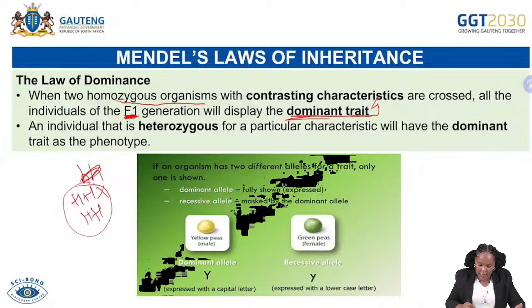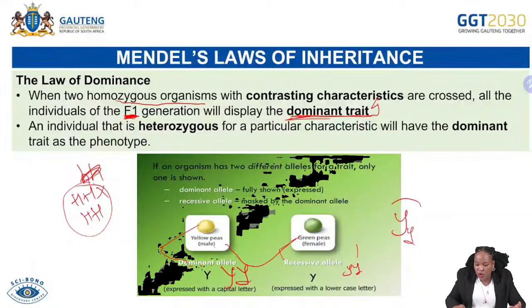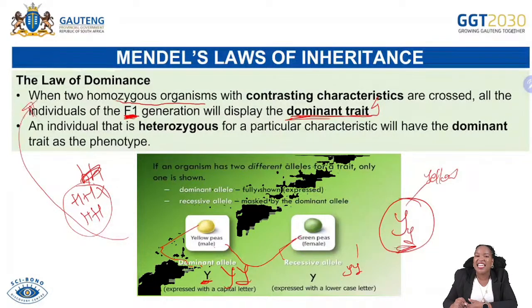So let us take a look at this diagram here. You see there's a yellow P that is male. It has a dominant allele for color yellow. Then you have the recessive green. So when you cross this yellow with this green, in their homozygous state, let's say this green is small y's and this is big Y's, all your offspring are going to be yellow. Why yellow? Because this big Y will be in all of the characteristics crossed. So this is what is meant by Mendel's first law of inheritance.